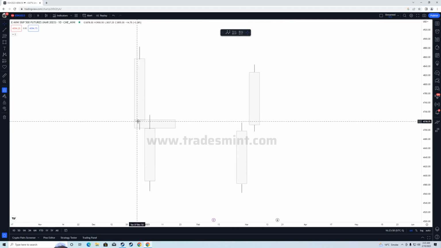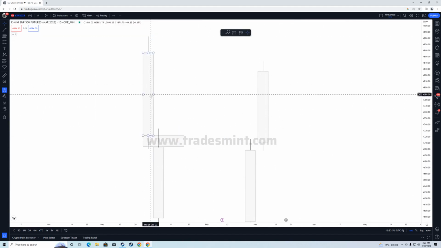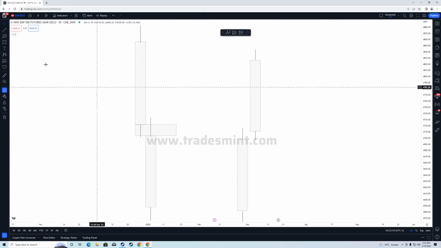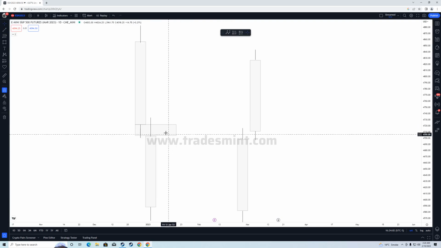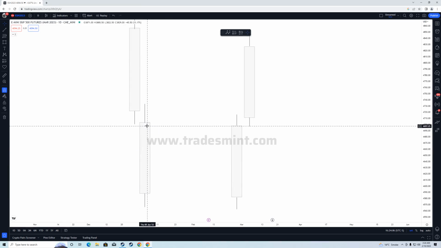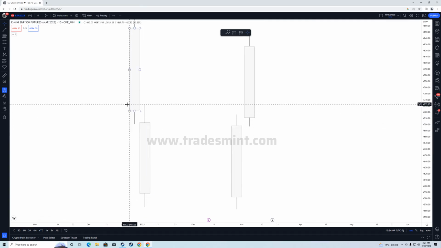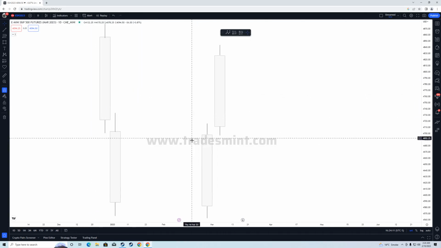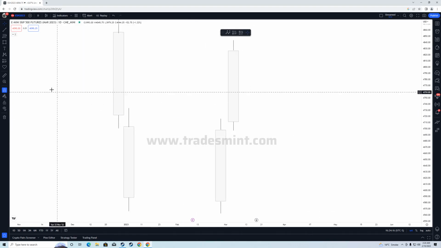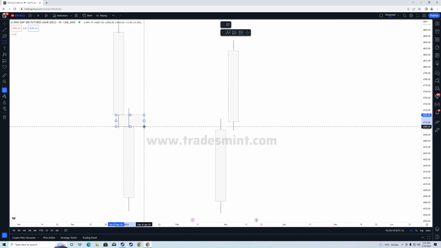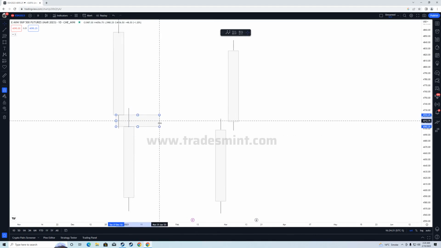I'm going to repeat this again. You can see this down candle closed here, and normally what would happen is the next candle would open from the closing price of the previous candle. But when this happens, the next candle opens below the closing price of the previous candle or above the closing price of the previous candle. The gap between the opening and close is what you call volume imbalance.